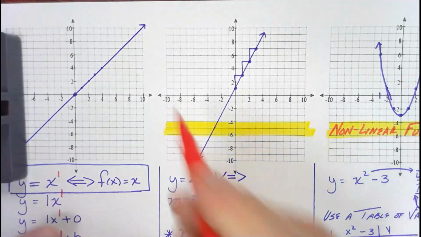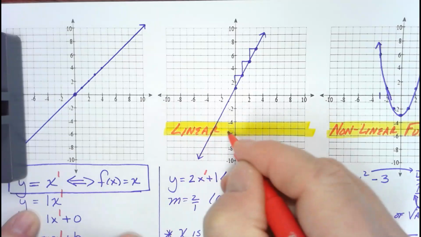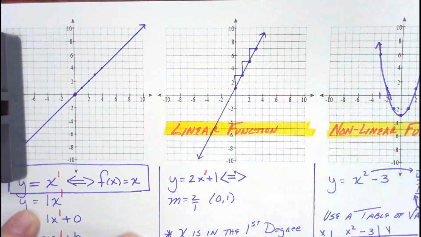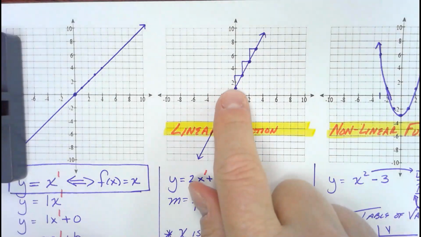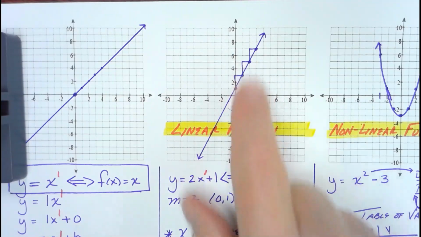This one, if you want to, is a linear function. It is a line. And remember, our notes said that we had to have a constant rate of change. Well, that's what's demonstrated here. Up 2 over 1, up 2 over 1, up 2 over 1.